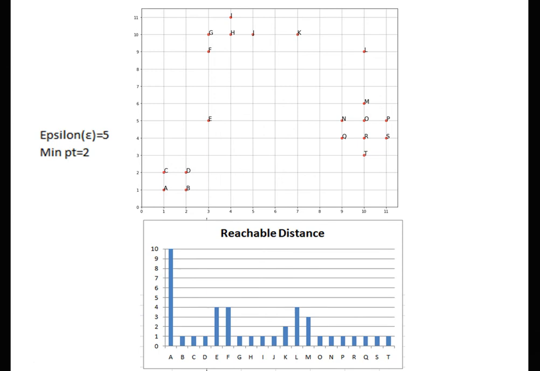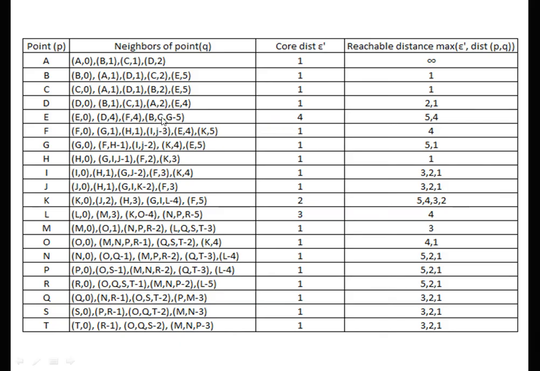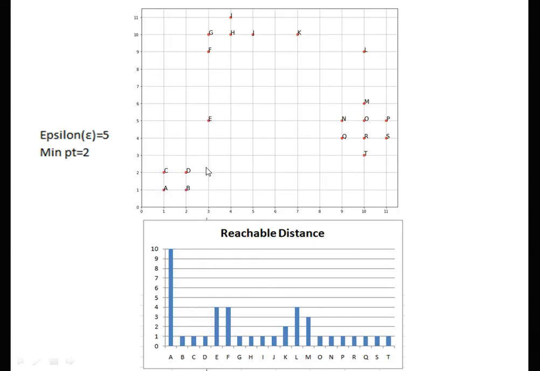Now this is the final answer of the OPTICS algorithm. A is kept at a distance of infinity, because A is the starting point, so its reachability distance cannot be calculated. Here we can easily see that A, B, C, D are close, therefore they come under one cluster.